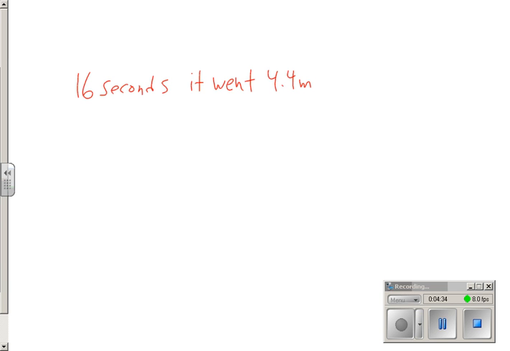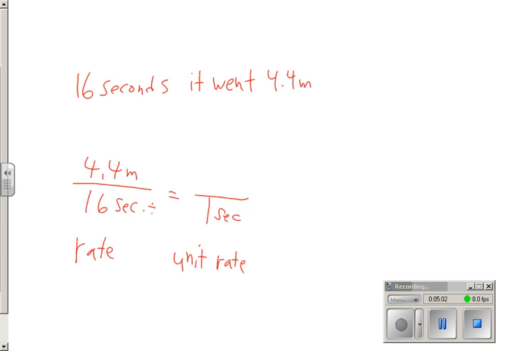How does that help me figure out the average? Well, the average means per second, how far did it go? If I set this up, I could set this up as a rate. It went 4.4 meters per 16 seconds. If you remember from grade 8 math, this is called a rate. And then I can get it into a unit rate by making the second term 1 second. If I divide both the first and second term by 16, I'm creating this unit rate, figuring out how far in meters per second it went.